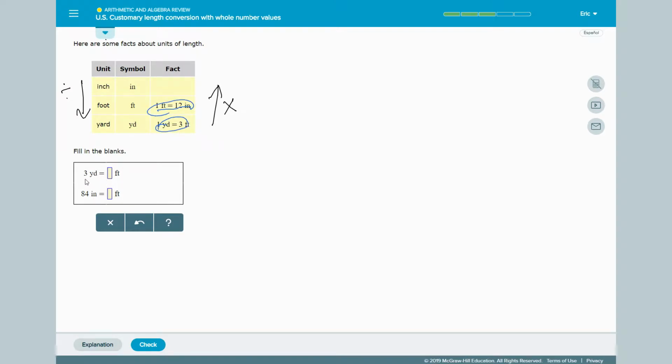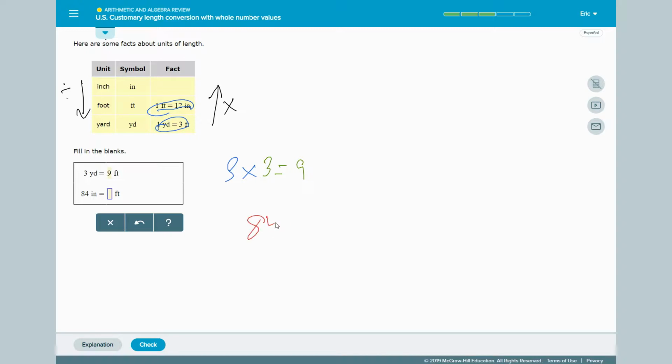So 3 yards to blank feet. Yards to feet is going up, so I know I'm multiplying. By what? Well, there's 3 feet in 1 yard. So guess what I'm multiplying by? That's right, 3. So that'll just be 9 yards. 9 feet. Same exact thing, or concept I should say, when it comes to inches.